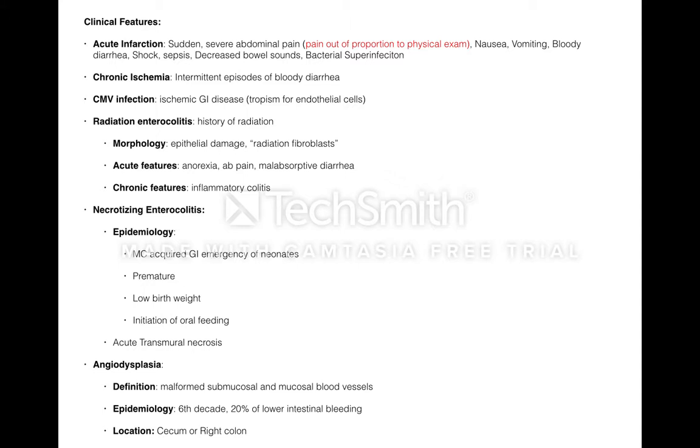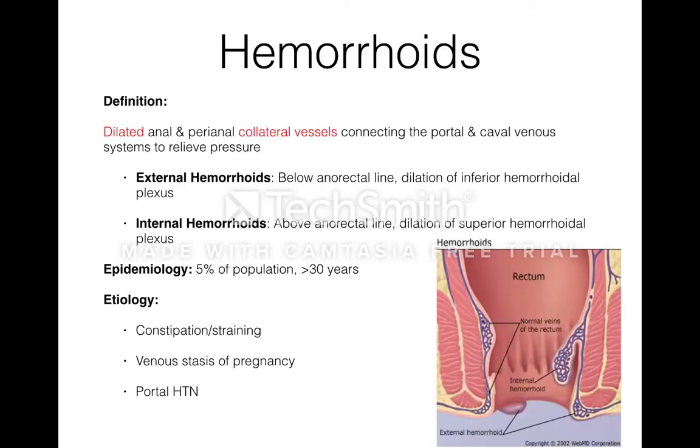Necrotizing enterocolitis can result in transmural necrosis, and this is the most common acquired GI emergency of premature low birth weight neonates, and it typically occurs when you start oral feeding. Angiodysplasia is characterized by malformed submucosal and mucosal vessels and occurs most commonly in the cecum or right side of the colon after the 6th decade, and it accounts for 20% of major episodes of lower intestinal bleeding.